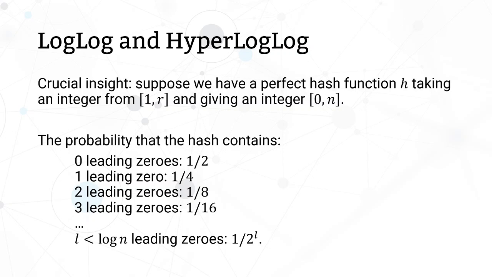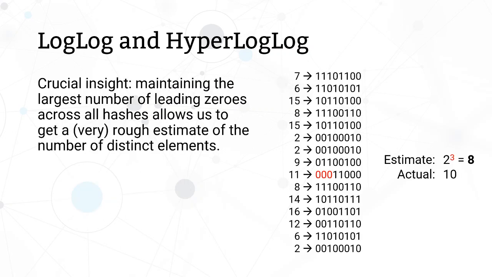If you think about that, then the probability that the hash has 0 leading zeros is going to be a half, because that's the probability that the binary number starts with a 1. Having 1 leading 0 is going to happen with probability a quarter, and 2 leading zeros an eighth, and so on and so forth, so that having L leading zeros has probability 1 over 2 to the L.